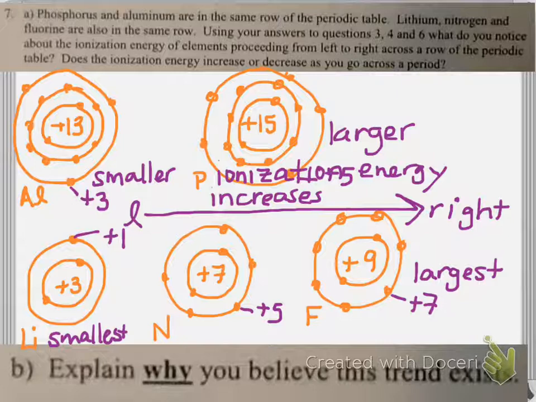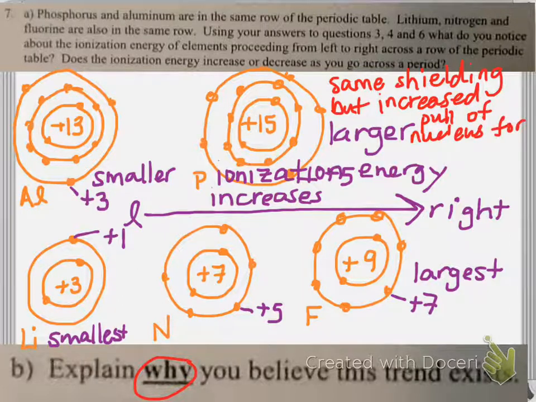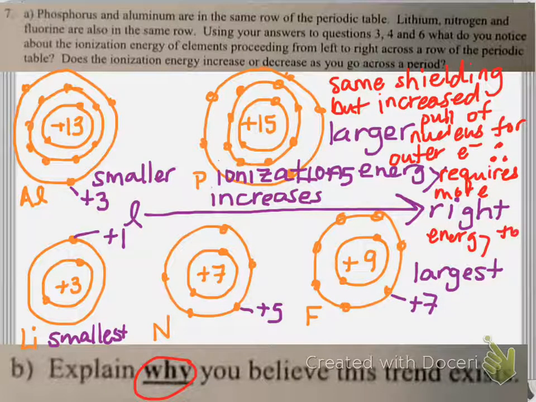So the why, why this happens, is that there is the same shielding, because the shielding doesn't change. But there's an increased pull of the nucleus for the outer electrons. Therefore, it requires more energy to remove an electron. Therefore, the ionization energy increases.